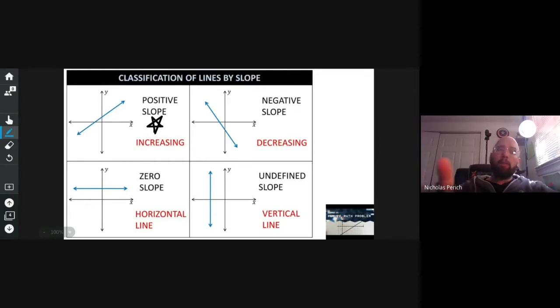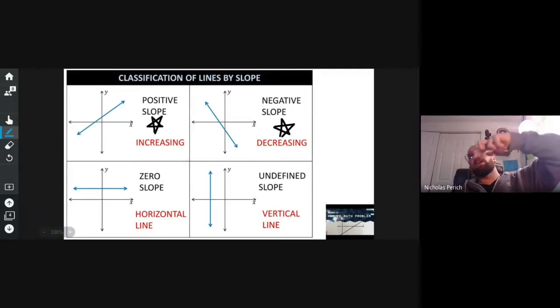A negative slope is down and to the right, or up and to the left. Positive slope looks like you're walking uphill. Negative slope means you're going downhill. Zero slope is horizontal, perfectly flat. And an undefined slope is straight up and down, vertical. So that's something that you're gonna have to memorize.